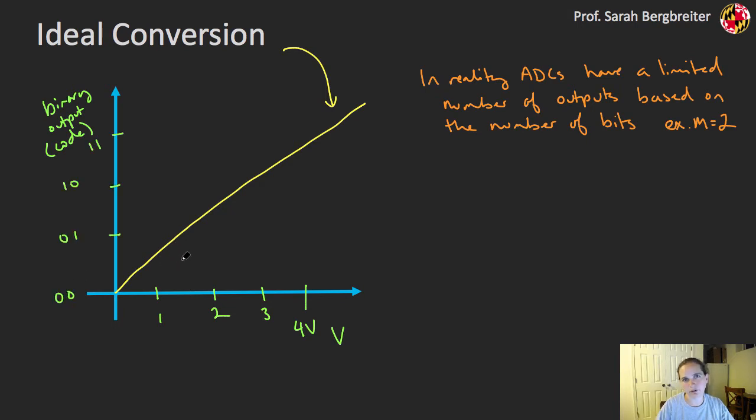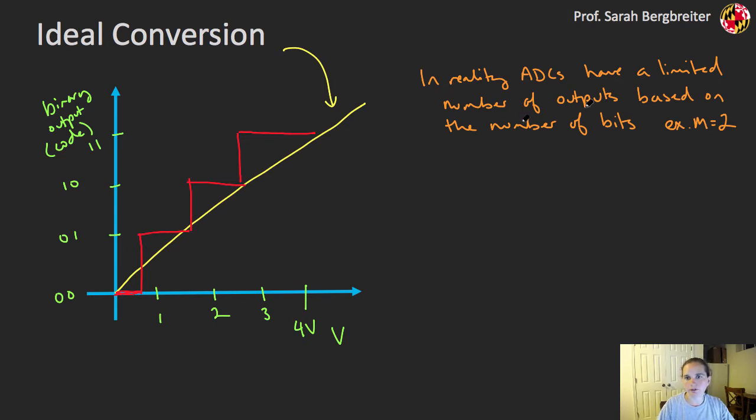This actual conversion will depend a little bit on the type of ADC that I actually have. But let's say once I get to a half volt here, I jump up to 01. So I'm at 00 up to half a volt. I jump up to 01, and then once I get to 1.5 volts, I jump again. And once I get to 2.5 volts, I jump again. And then from 2.5 all the way up to 4 volts, I'll have that 11 code.